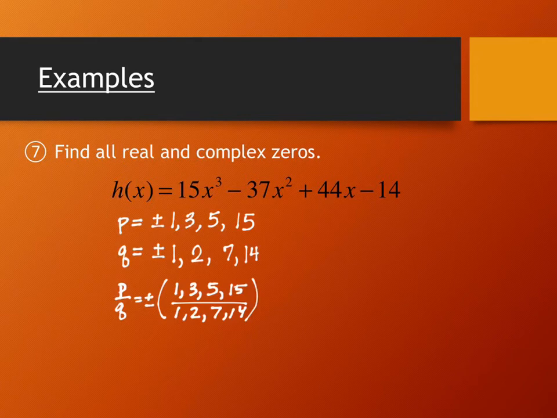Okay, so we're going to use our calculator to graph it and to see if any of the places where it looks like it's crossing match up with one of these P over Q values. That's what I'm looking for. So I'll draw the graph on the screen too once I get it, since I know that many of you don't have a calculator with you today. So 15x cubed minus 37x squared plus 44x minus 14.